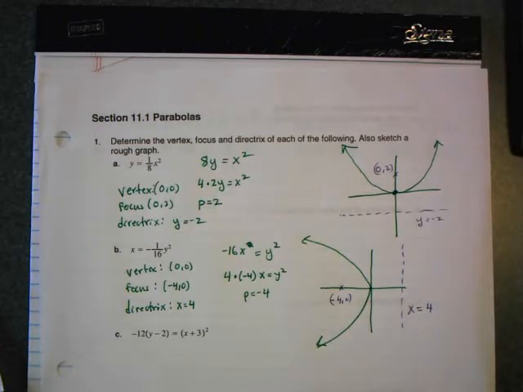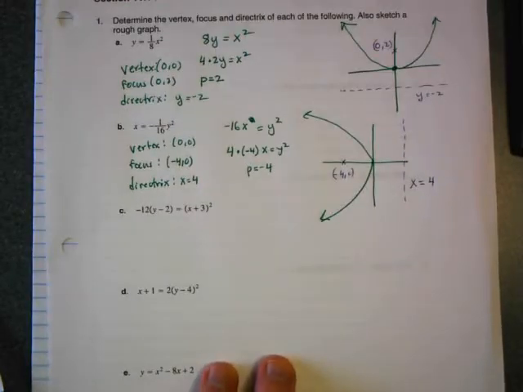Questions on that one? Problem C. Left or right, up or down? I hear a vote for up. I hear a vote for down. I hear another vote for down. Somebody wants to go left or right? It's negative, so it's down.